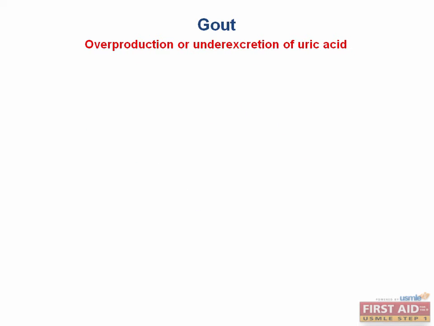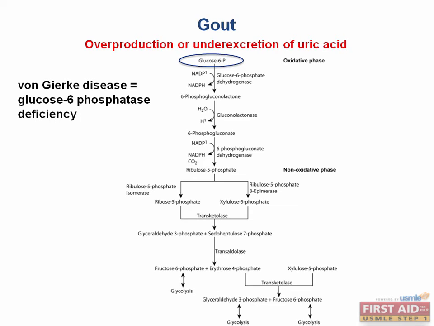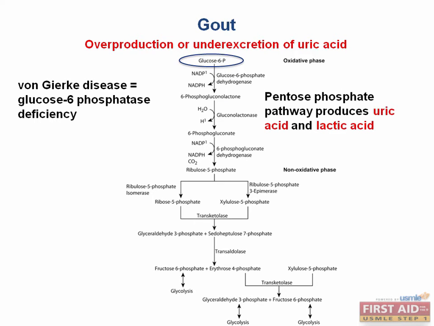What about von Gierke disease? Here you have glucose-6-phosphatase deficiency. How does it result in hyperuricemia? Increased levels of G6P are metabolized by the pentose phosphate pathway to generate uric acid. What other metabolite is overproduced in von Gierke disease? Lactic acid, which competes in the renal tubules with uric acid for excretion. Thus, for these inborn errors of metabolism, patients have both increased production and decreased excretion of uric acid.